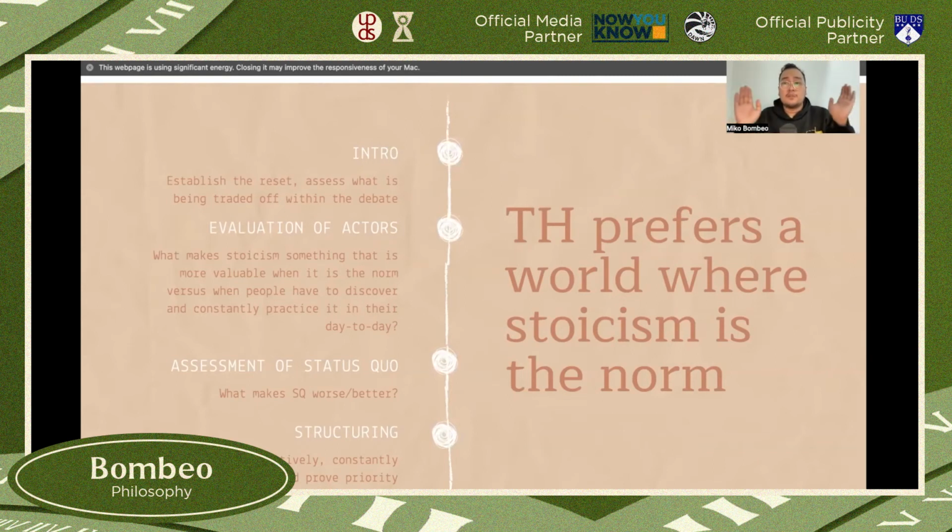So, really, who is more likely to win within the debate? A world where people are more stoic, or a world where people aren't or have to discover it on their own? And then you assess status quo, of course. So, what makes status quo worse or better, depending on which side you are on? And then you structure your case. You present it comparatively, and you constantly assess the differences.